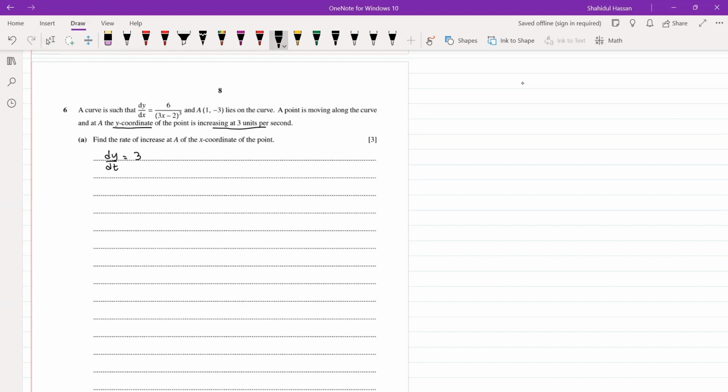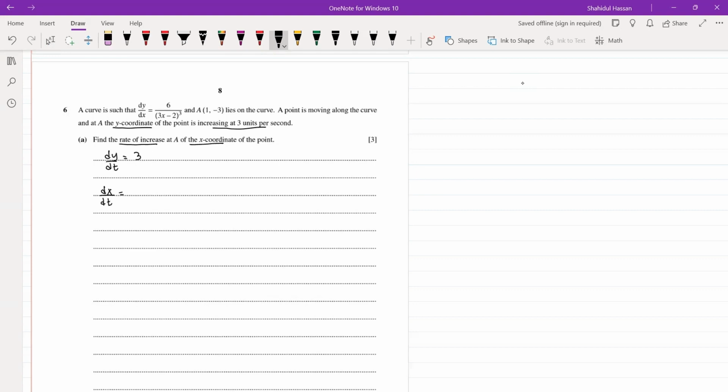The question says find the rate of increase at A of the x coordinate of the point. So we need to find the rate of increase of the x coordinate. When we say rate, it is always related with time. So dx by dt, x is changing with time. We have to find this.